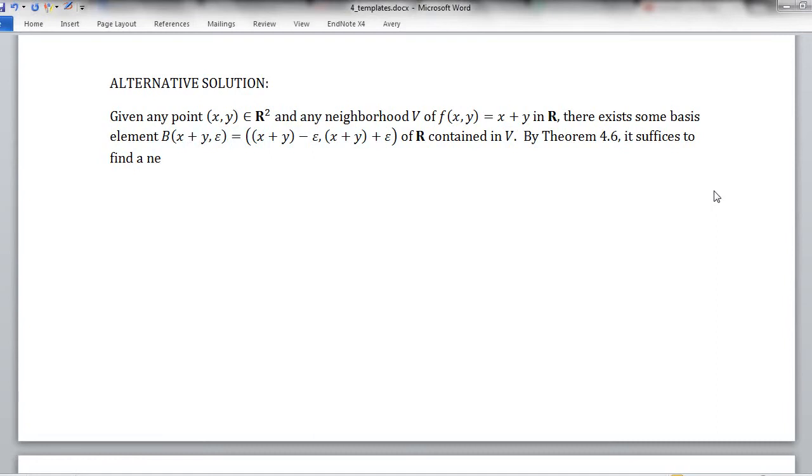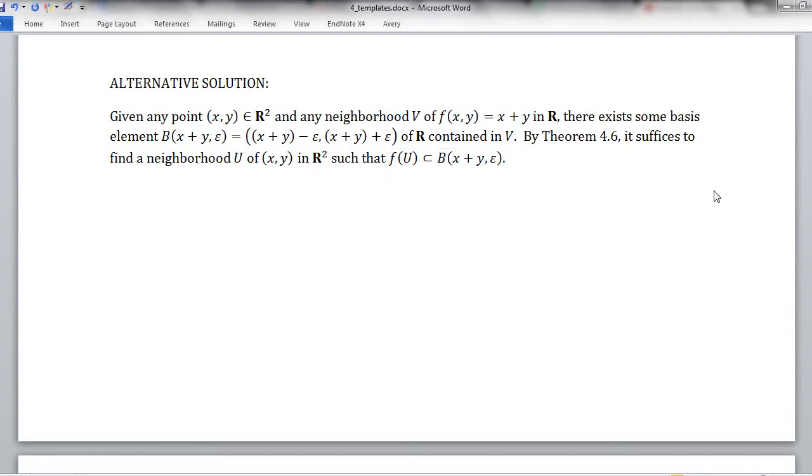to find some neighborhood, we'll call it U, of the point (x, y) in the domain, such that the image of that open neighborhood is contained in this ball, the radius epsilon about x plus y.